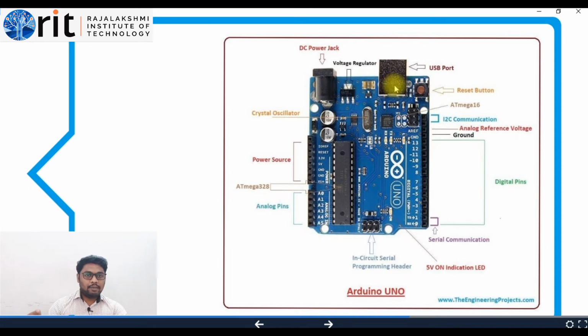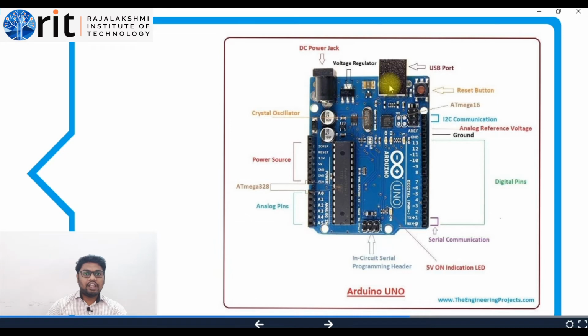A cable will be available. One end of the cable will be connected to the USB port, and the other will be connected to the system USB port. By choosing the proper port number and the board name, you can upload the already written code to this particular board. After that, Arduino will start working from the point when you uploaded the program. After successfully uploading the program, your Arduino starts working according to the logic you have written. So for uploading the code you can use this USB port.